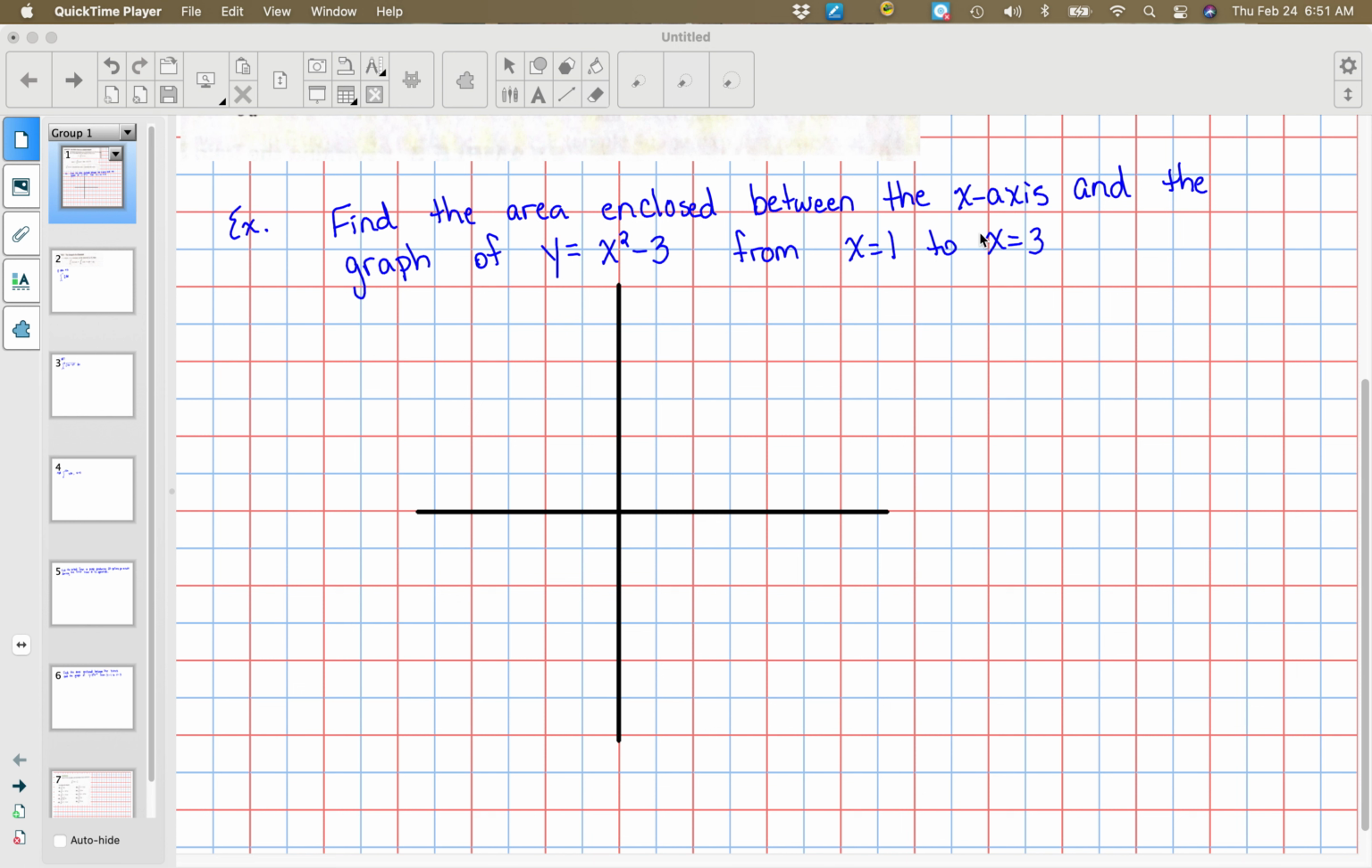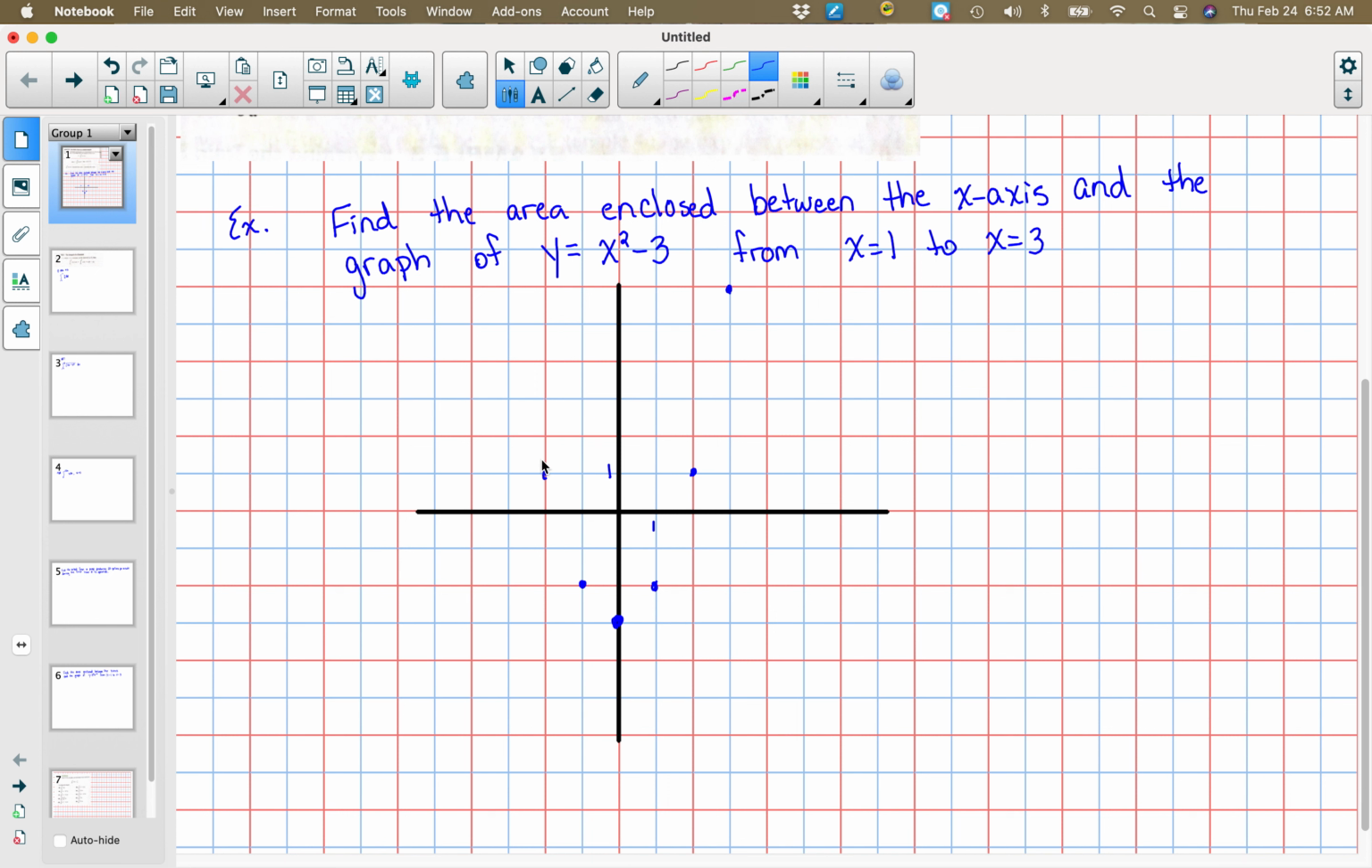Find the area enclosed between the x-axis and the graph of y equals x squared minus 3 from x equals 1 to x equals 3. So we're going to want to look at the graph of this. I'm going to plot this. So this is just the parent graph raised or lowered 3, counting by ones. So from here, if I go over 1, I go up 1 because it's not stretched or compressed or anything. Over 2, up 4. And if I go over 3, I'm going to go up 9.